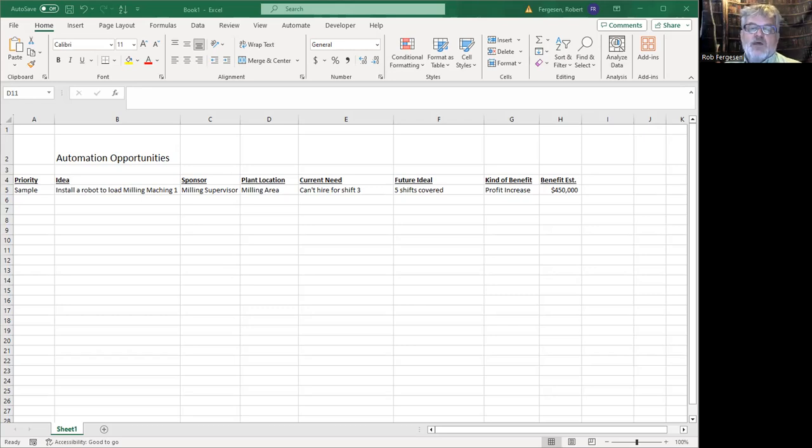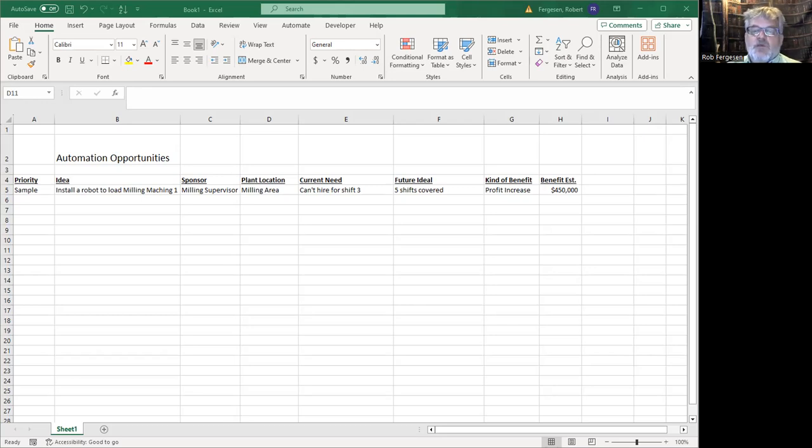The fifth column is current need. And this is also very important. This lets you hopefully summarize what the pain is, what they need to have happen for that facility to work better, or to make more money, or to be more successful, to produce better value for your customers.